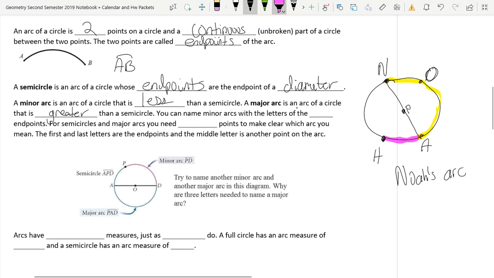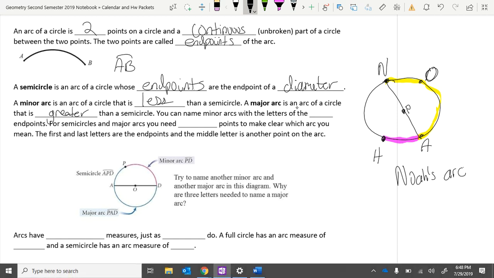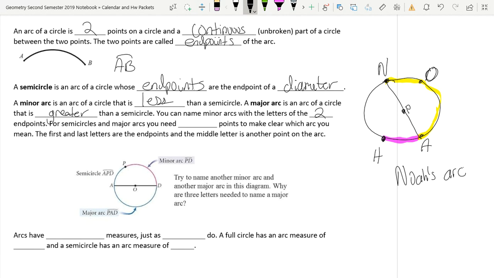This becomes a little bit of a naming. Well, naming of the arcs, we either use 2 letters or 3 letters. Which arc do you think we're going to use 2 letters for? A minor arc, major arc, or a semicircle? Well, a minor arc. A minor arc has the letters of the 2 endpoints on it, such as NO, or arc AB above. For semicircles and major arcs, you need 3 points.